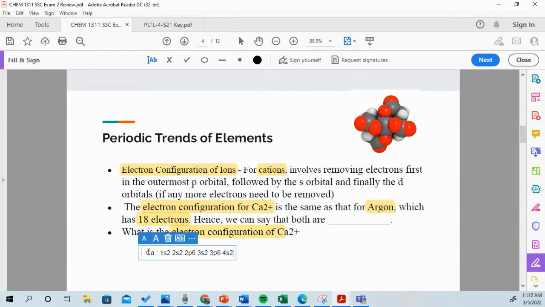and 4s2. But whenever we have calcium 2+, meaning we have removed 2 electrons, there's a loss of 2 electrons, we're going to take away the outermost valence electrons, which are in the 4th shell. So we're going to take 2 away from 4s2. So we're only remaining with, we already have in the chat as well, 1s2, 2s2, 2p6, 3s2, 3p6. So argon and Ca2+ both have 18 electrons. Is that your question, Emily? Is that why you were referencing argon?